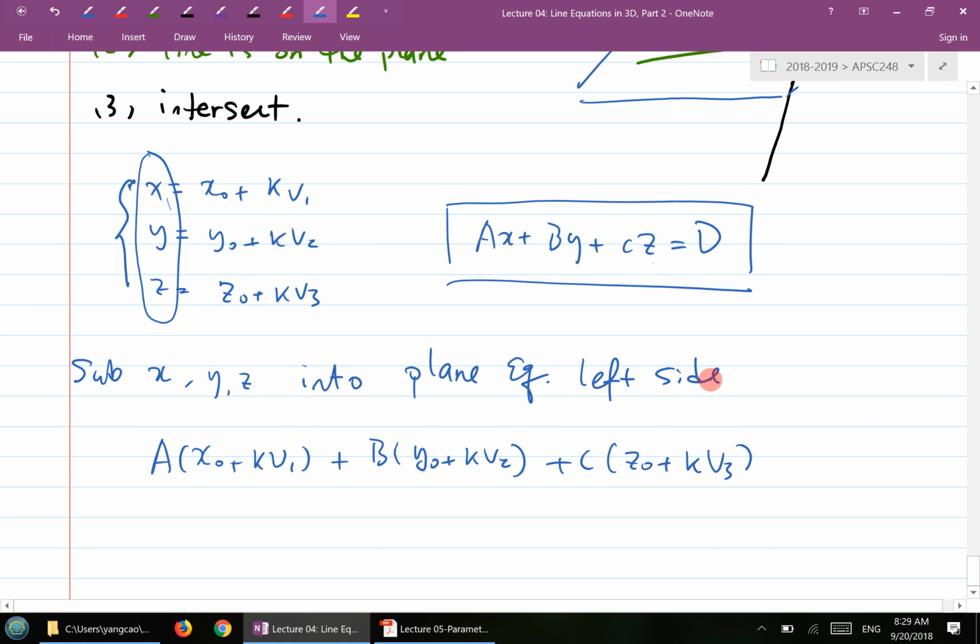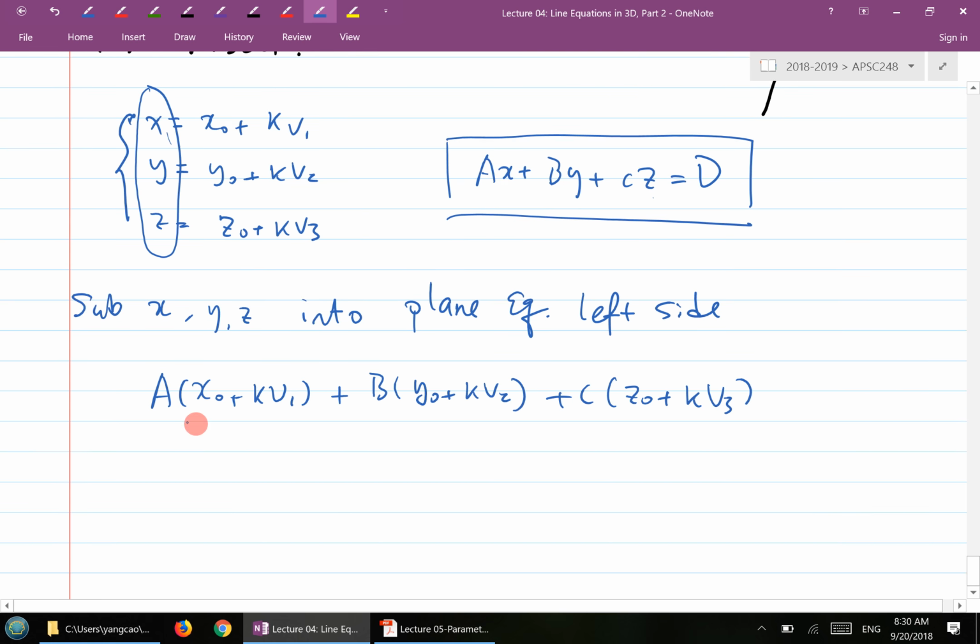Just like the previous question, how do I know whether the Q naught point is on the plane, or on the top side or the bottom side? Here's what I want to do too: I substitute this x, y, z into the left side. Once you substitute into the left side, three different scenarios could happen. What are the three? Just look at the left side here.